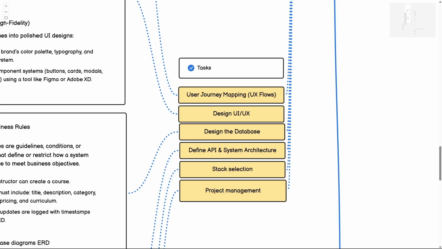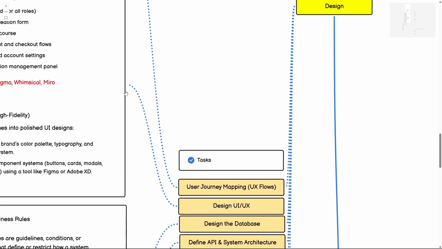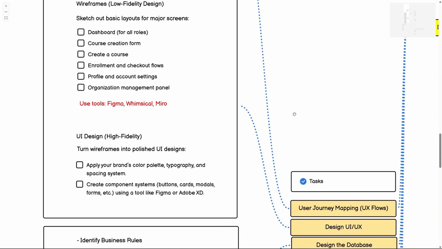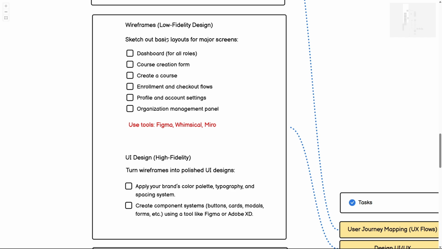Then we move to UI UX design. UI UX design means the visual and interaction layer applied to the flow. User flow guides your UI UX design, and UI UX design brings your user flow to life. Very simple. Use tools like Figma to create wireframes and UI.